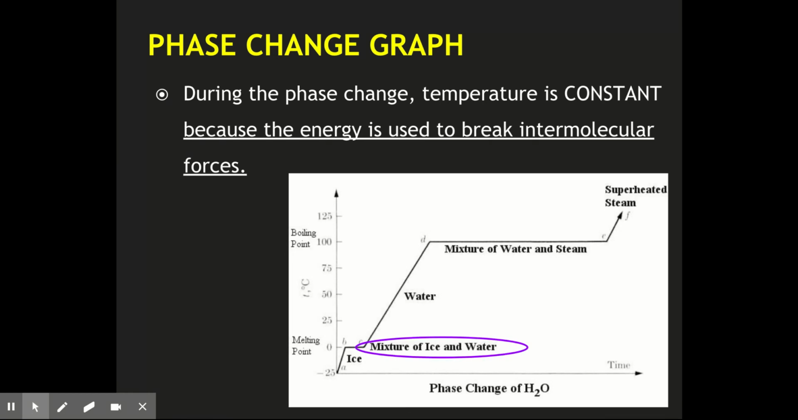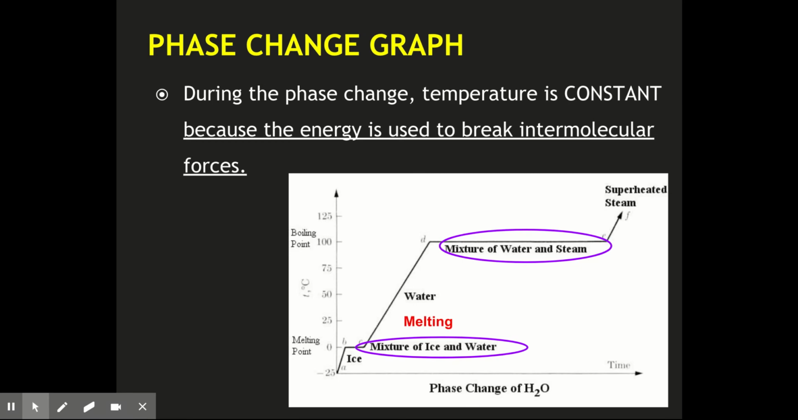So right here, when ice turns into water, it starts that phase change at 0 degrees Celsius. There is no change in temperature. When your liquid water becomes steam at 100 degrees Celsius, there is no change in temperature at that point because that energy has to break those intermolecular forces. It needs time to do that.